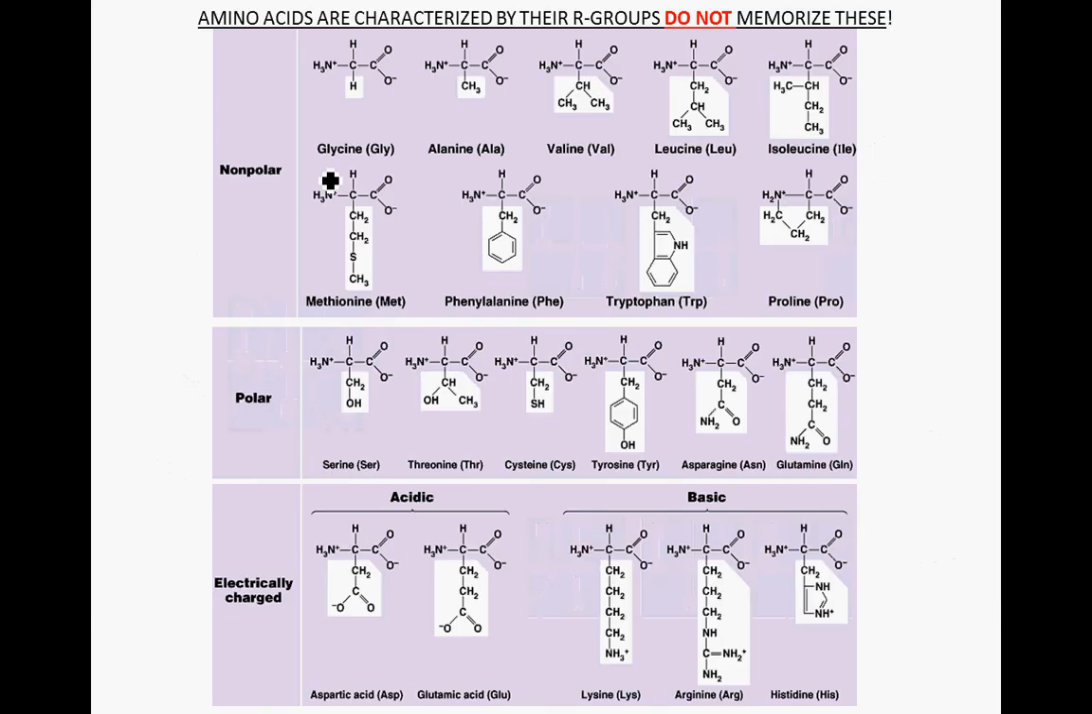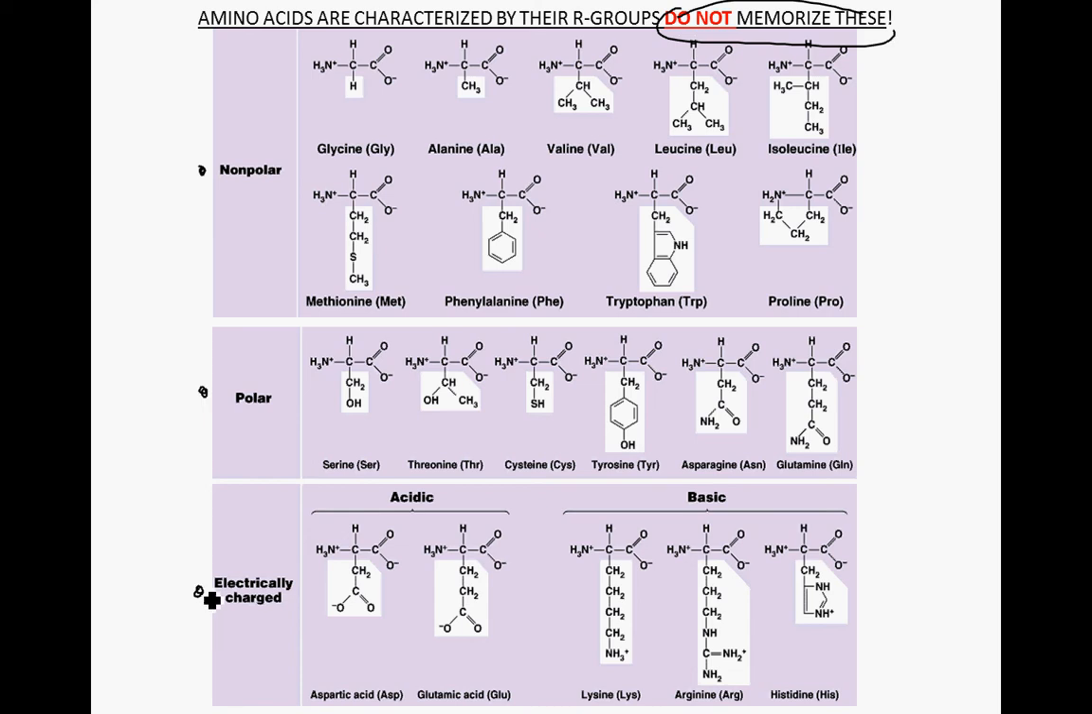Don't freak out right now looking at this slide here because you don't have to memorize any of this, right? Amino acids are characterized by their R groups, right? It says do not memorize this. You're not going to be expected to know this. What you are expected to realize, though, is a couple things. One, that there are nonpolar ones, there are polar ones, and there are electrically charged ones, meaning amino acids.